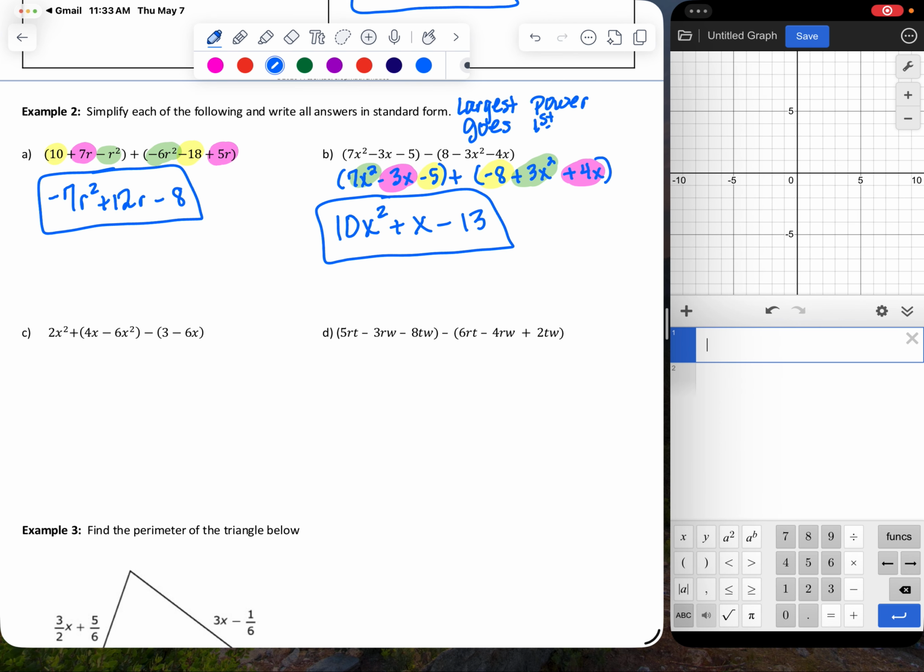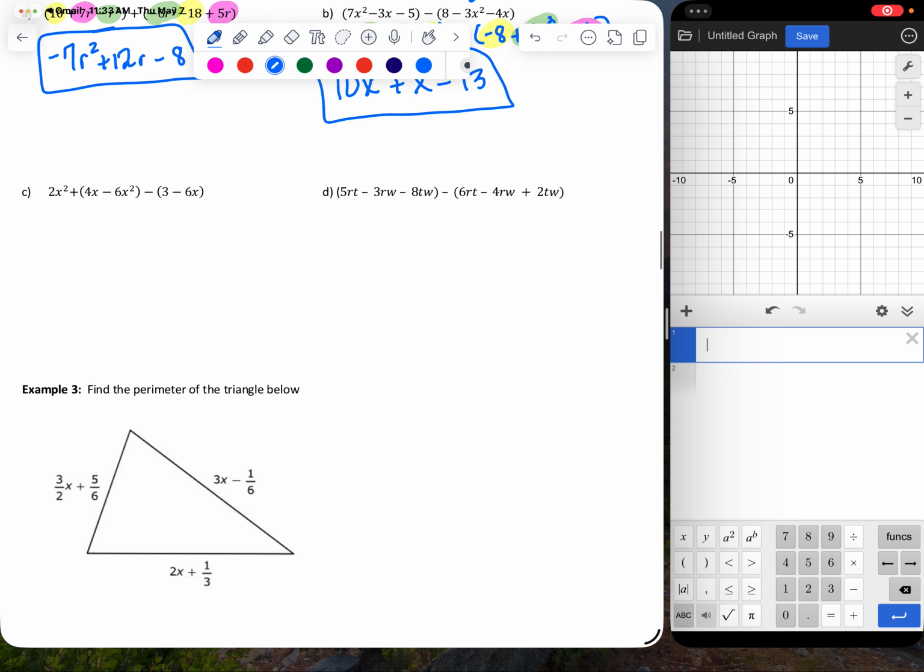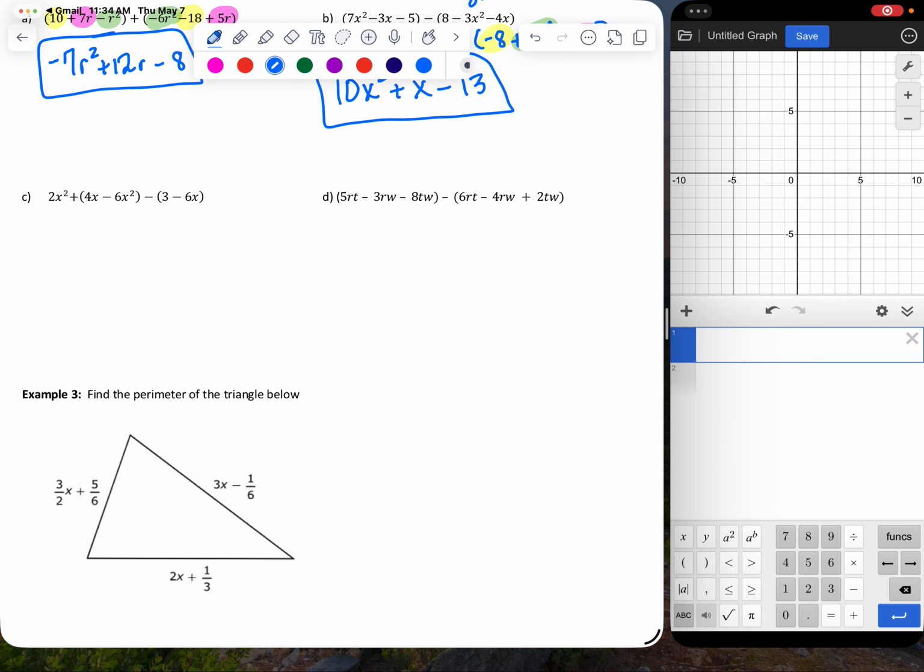All right, problem C. We have 2x squared plus 4x minus 6x squared minus 3 minus 6x. What I want you to notice in this problem is that we have addition and subtraction. So for the subtraction, we're going to have to rewrite everything after the subtraction symbol. So I'm going to rewrite 2x squared, rewrite the plus 4x. Don't do anything to those polynomials. But then I need to change the subtraction to addition and take the opposite of everything in the second parenthesis. So that'd be negative 3, positive 6x.